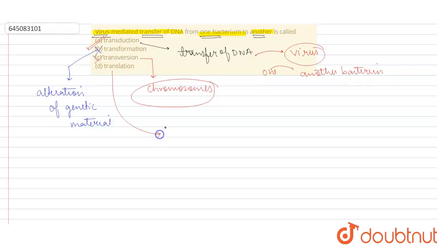And translation is the process of conversion of mRNA into protein. The information which is present in mRNA is coded to form a polypeptide or a protein, that is known as translation. So the only correct option is A, transduction. I hope this answers your question, students.